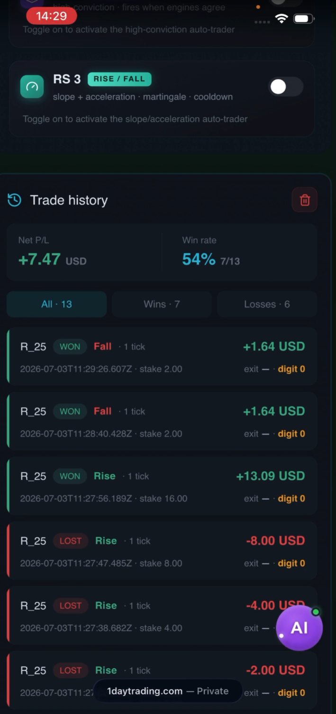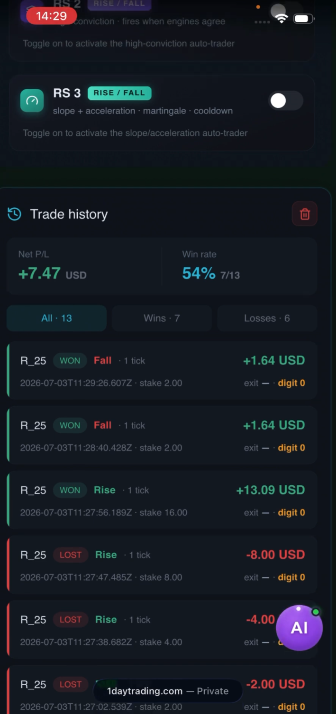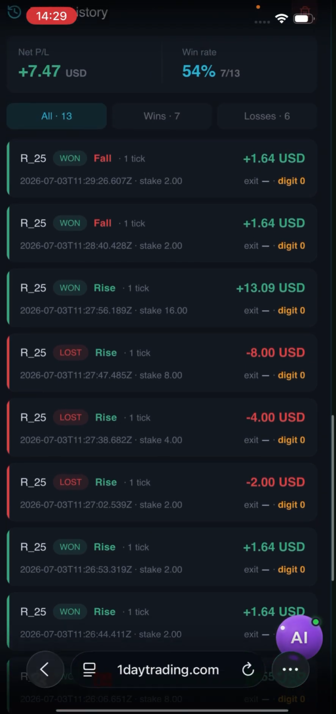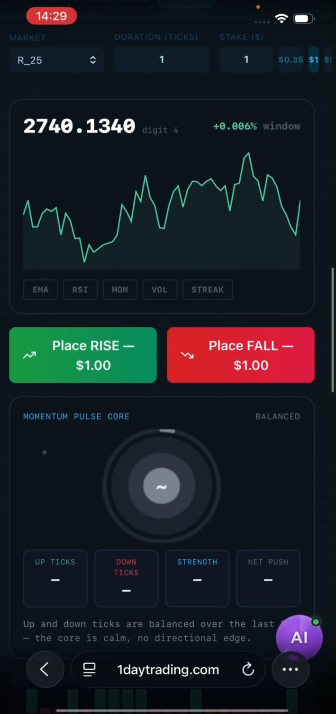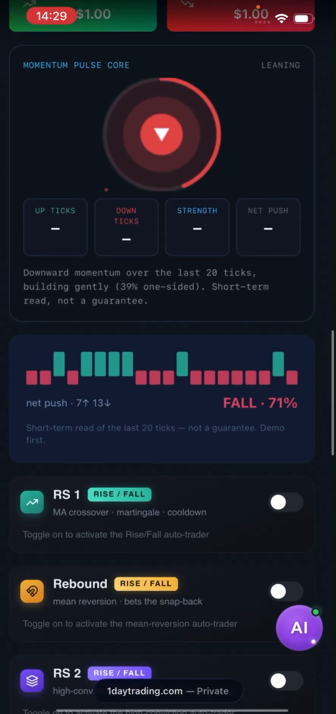So it's another win, and it has stopped. I think I can see it has stopped. We need to reset again. You can see there is a pause after those few runs and wins. We have made 13 runs and 7 wins. So let's just get back.